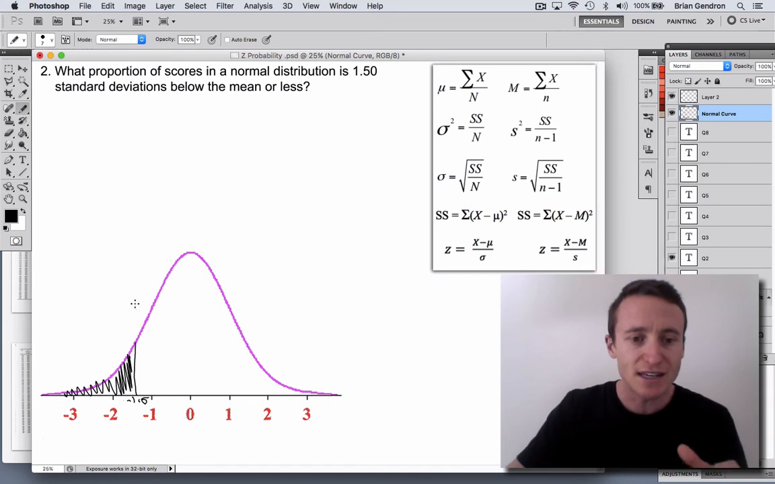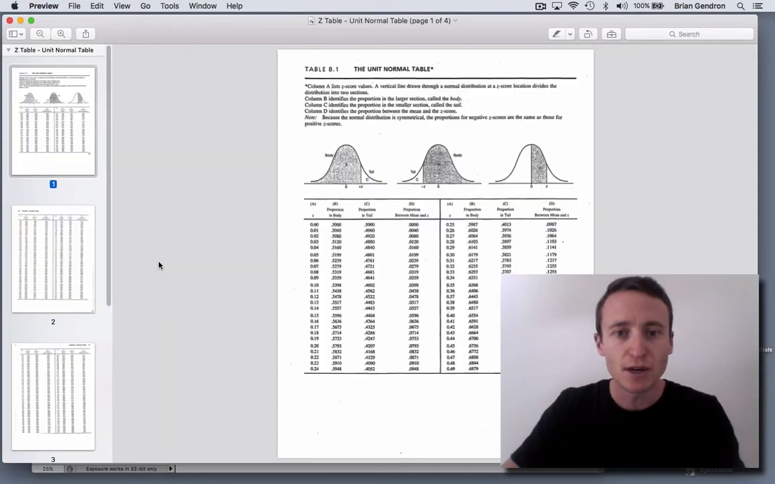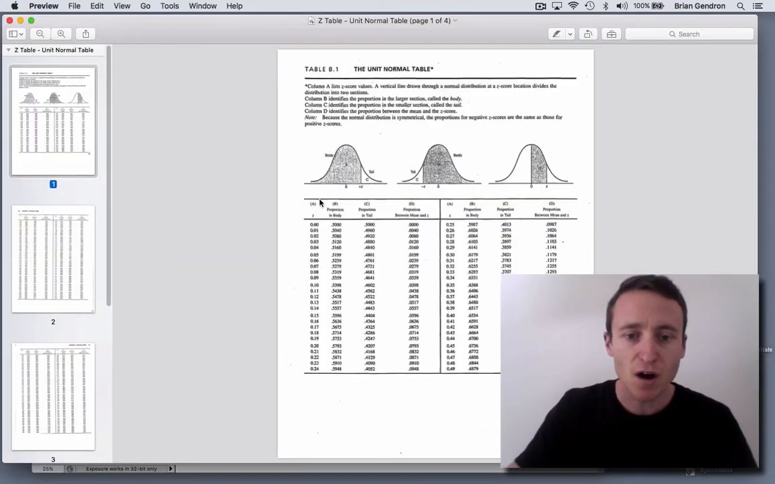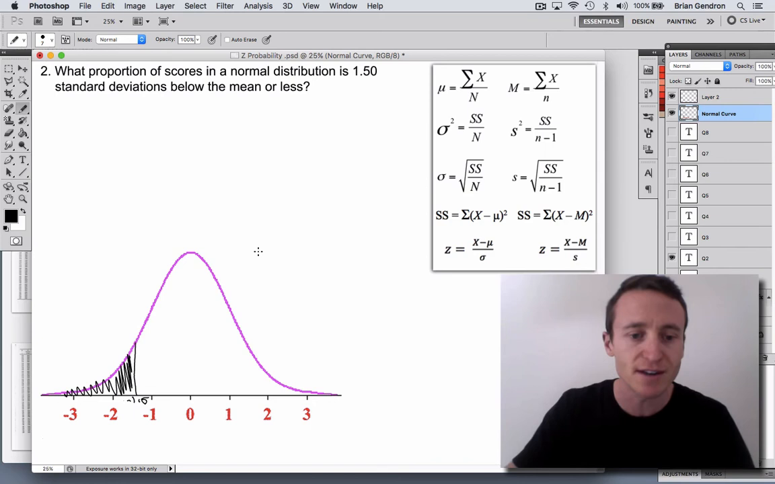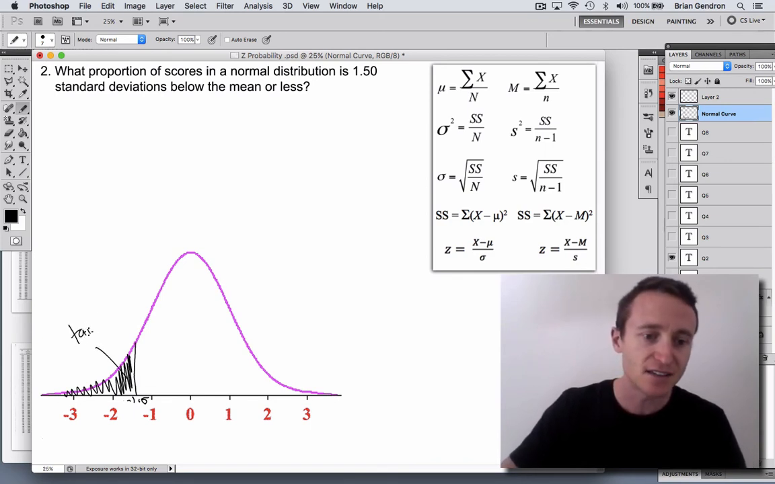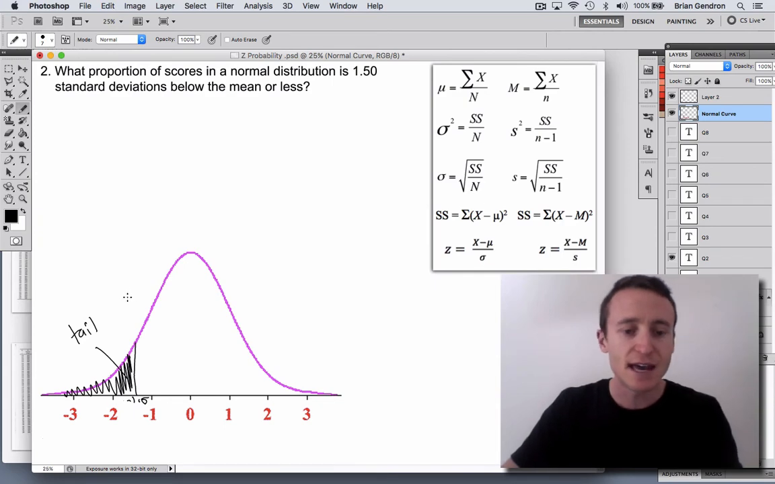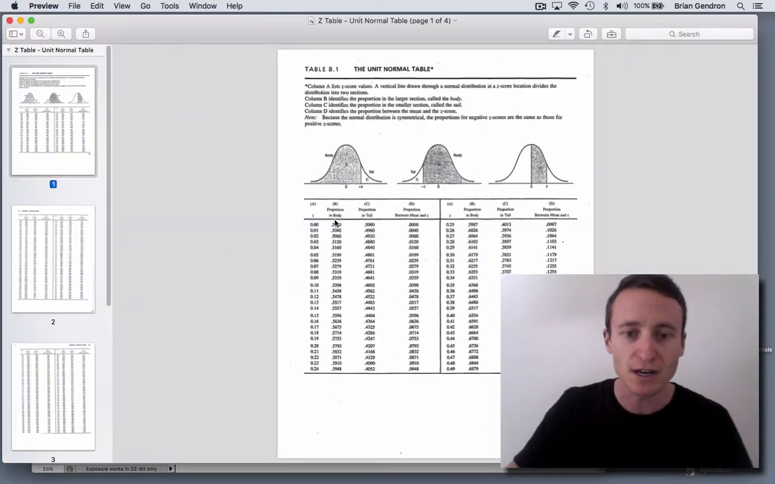And now what we need to do is go to our table, the unit normal table. And recall from the module, there's these different columns depending on which part of the actual curve you're interested in. So shading this in, I identify this as the tail. And that means that I will find that proportion in column C, which is the tail column.